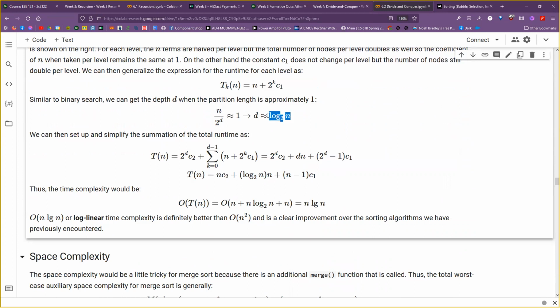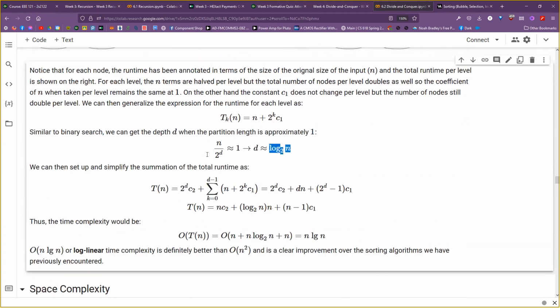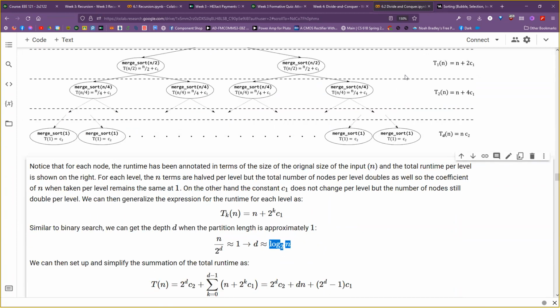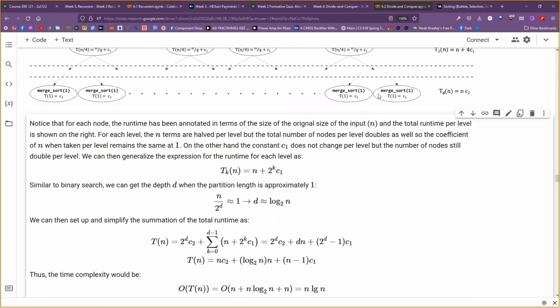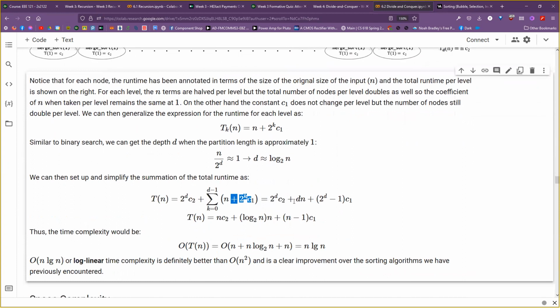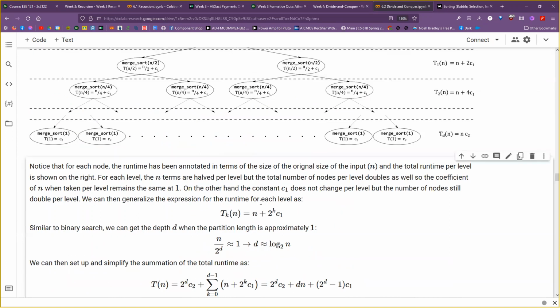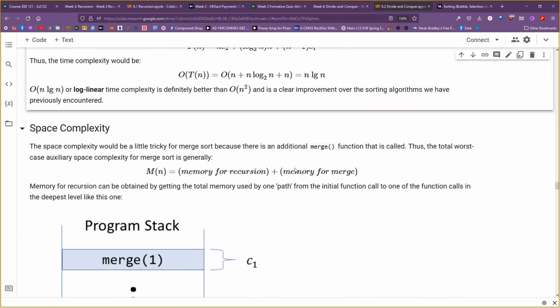And eventually, makukuha mo na yung summation natin ng lahat ng T of n dito is 2 to the depth times c2, yung last level, and then summation ng n plus 2 to the k times c1, which eventually leads to n log n. So log linear time na tinatawag, n log n, which is definitely better than yung ating O of n squared. So, at paano naman yung space complexity natin dito?